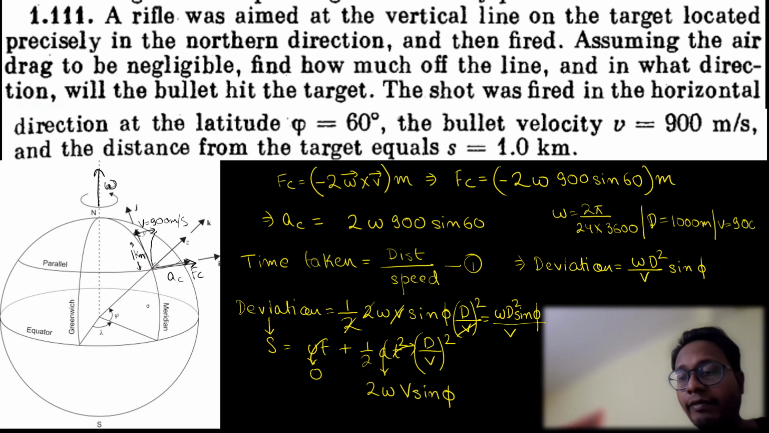If you substitute the values, we'll get the deviation, or this much distance while the bullet travels 1 kilometer upward, is nothing but around 0.07 meter, which is nearly equal to 7 centimeters. Understood?